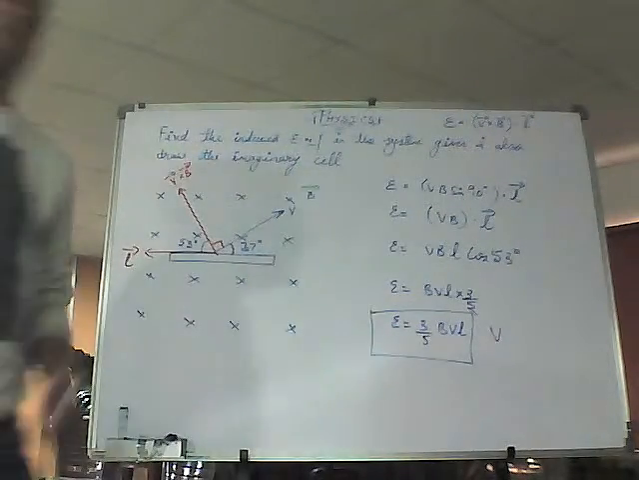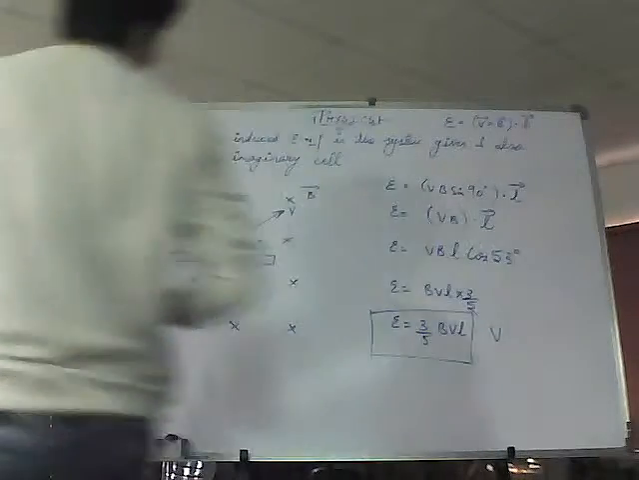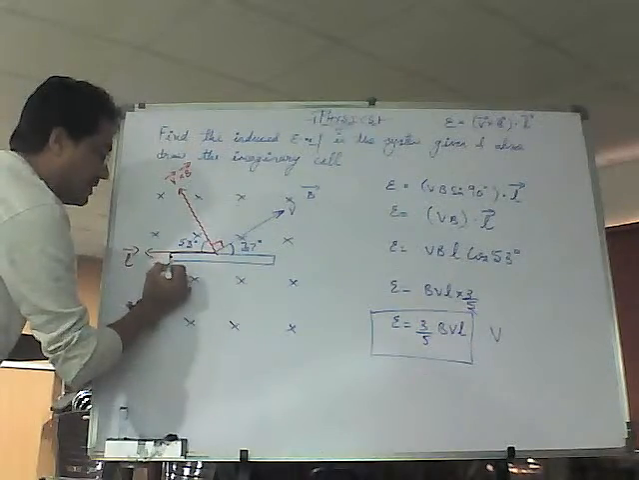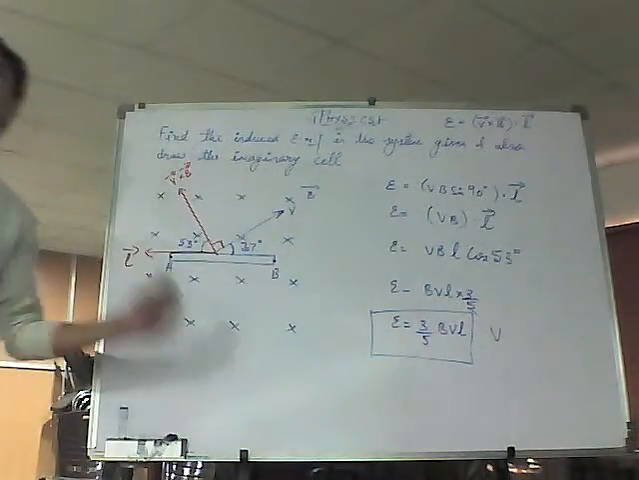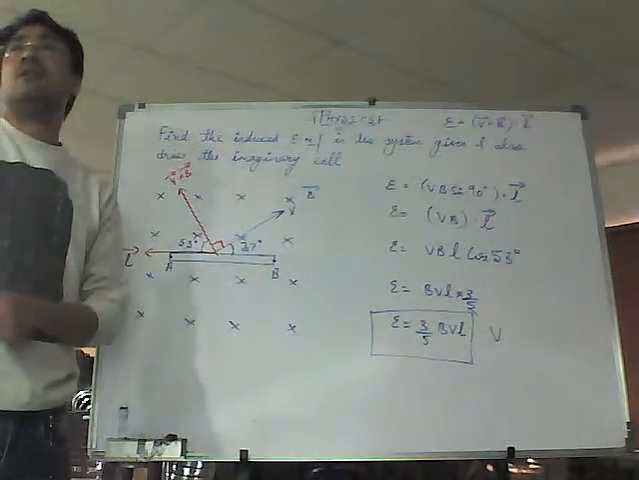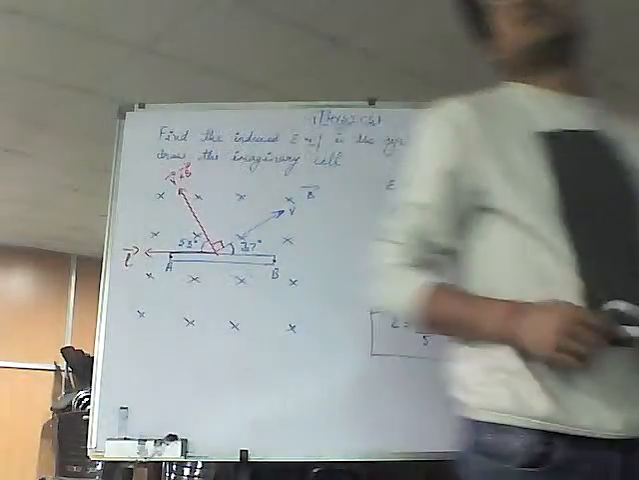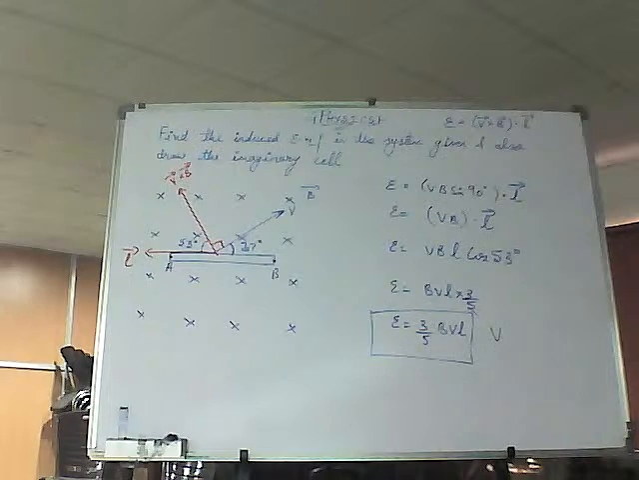Clear to all? अब बात करनी है imaginary cell की. तो if I mark this end as A and this end as B, अगर ये end A है, ये end B है, so which end is positive? Kindly text which end will be positive. इसमें से कौन सा end positive होगा? Hurry up. Which end will be positive? Quick.